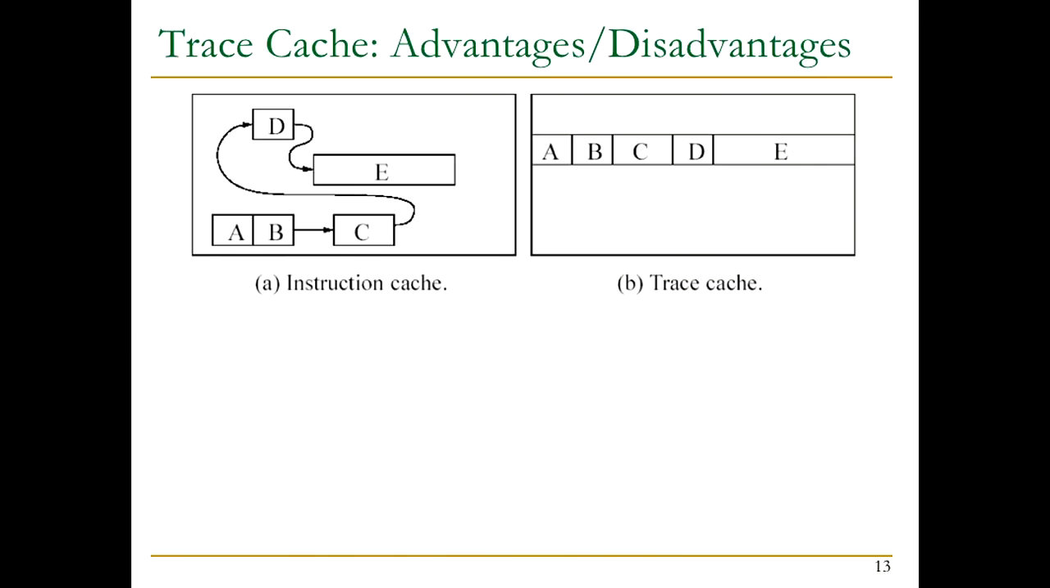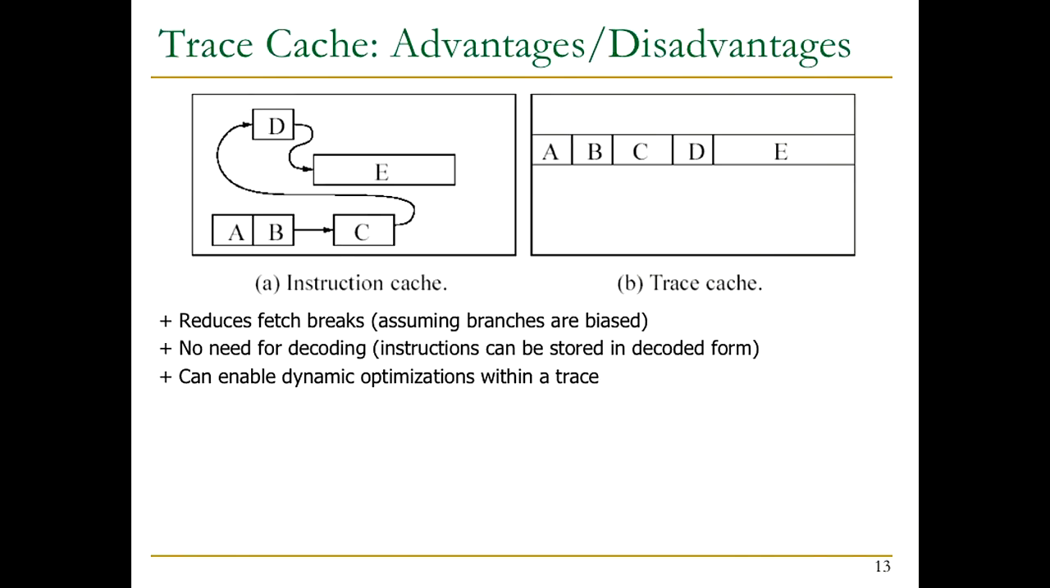Okay, so let's get back to the higher level and talk about the higher level advantages and disadvantages compared to an instruction cache. Basically, clearly this reduces fetch breaks, right? Assuming branches are biased and you can predict them, you can fetch sequential code over here because you stored them to be sequential. And you didn't modify the compiler, right? You didn't modify anything for this. Superblocks, you don't need to do superblocks for this to work. The hardware does it internally. Of course, it comes at a hardware cost.